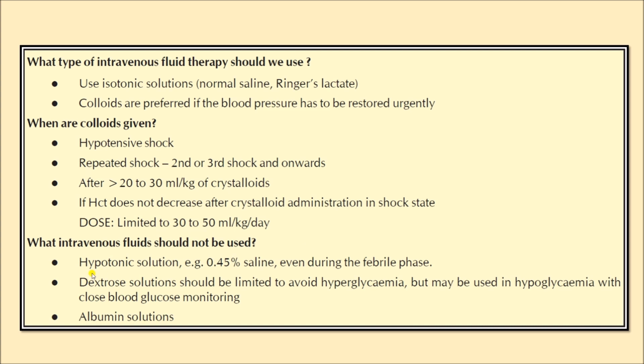What intravenous fluid should not be used? That is another question. Hypotonic solutions, for example 0.45% saline, which is half of 0.9% normal saline, should be avoided even during the febrile phase. Dextrose solution should be limited to avoid hyperglycemia, but may be used in hypoglycemia with close blood glucose monitoring. So if the blood sugar of the patient goes down, dextrose can be given, but you have to keep monitoring his blood sugar level. And albumin solutions should be avoided. So this is all about the different types of intravenous fluids, what fluid should be used, what fluid should not be used, and when to use colloid.